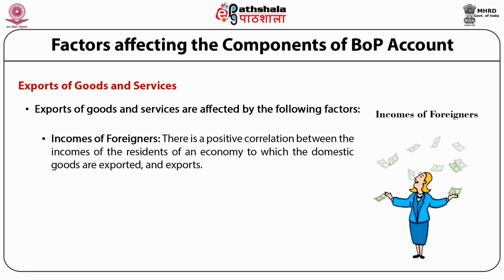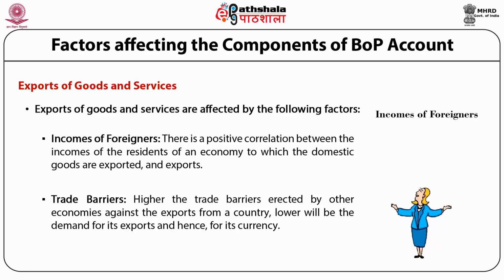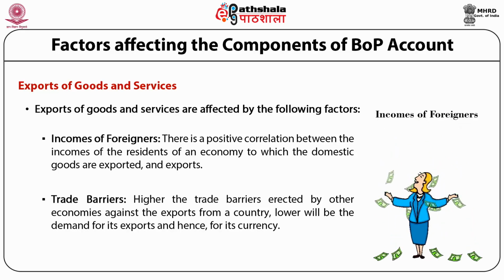There is a positive correlation between the incomes of the residents of an economy to which the domestic goods are exported and exports. Hence, other things remaining the same, an increase in the standard of living or an increase in the incomes of the residents of such an economy will result in an increase in the exports of the domestic economy. Once again, this would increase the demand for the local currency. Trade barriers. Higher the trade barriers erected by other economies against the exports from a country, lower will be the demand for its exports and hence for its currency.